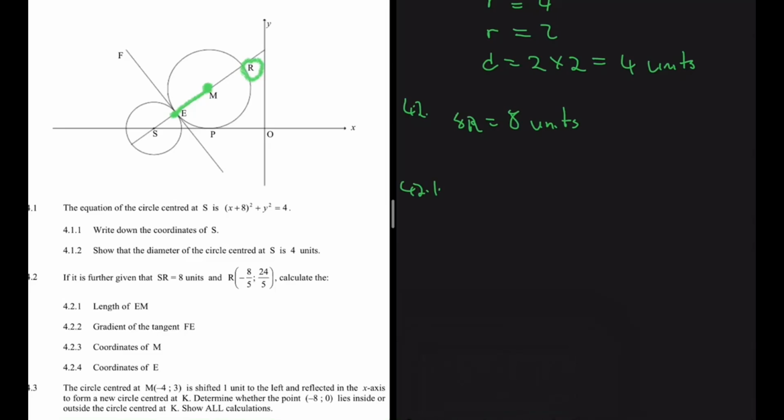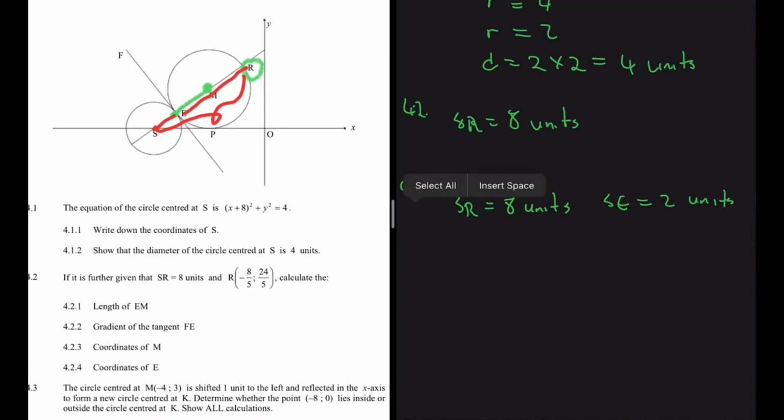So what information do we have? We know that SR is equal to 8 units. We also know that the radius of the small circle is 2 units, right? So we can say SE is equal to 2 units. SE is this distance here. We're saying it's 2 units. And then SR, this entire distance, is 8 units. So we can basically find the length of ER, right? And ER will be the diameter, which is 2 multiplied by the radius, and EM is our radius, right?